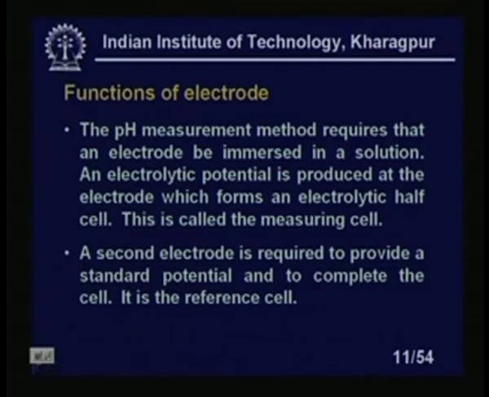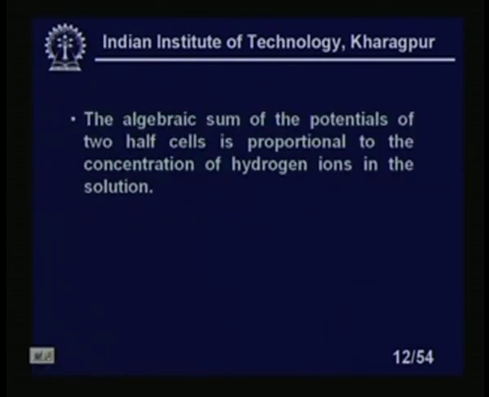What is the content of this? A second electrode is required to provide a standard potential and to complete the cell. It is the reference cell. The algebraic sum of the potentials of the two half cells is proportional to the concentration of the hydrogen ions in the solution. Actually, the two voltages will be algebraically added, and we will get the value of the pH.